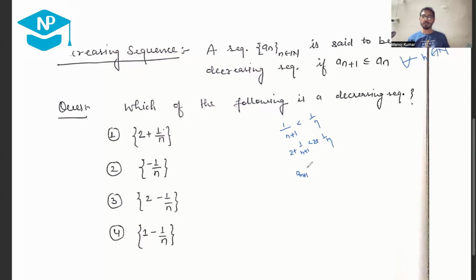And this is our a n plus 1, which is less than or equal to a n for option 1. So we will get strict inequalities here. So this option is true, and the other options are discarded. So come to the next question.